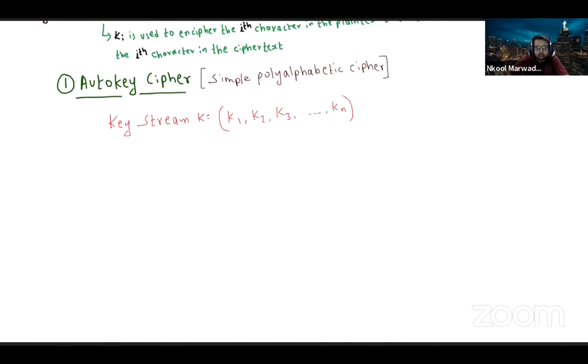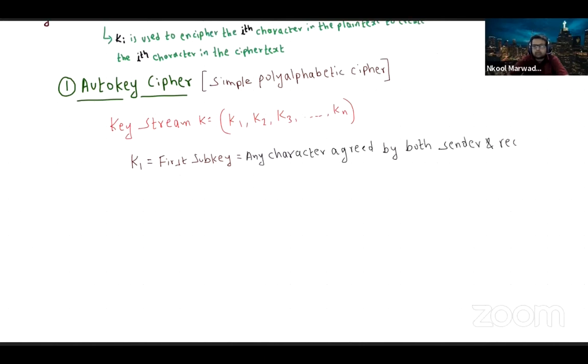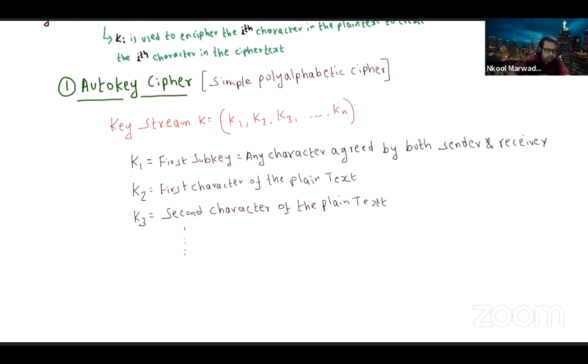Let us see. Now, here K1 is the first subkey. It can be any character agreed by sender and receiver. And the subsequent subkeys: K2 will be the first plain character, the first character in the plain text. K3 is the second character of the plain text, and so on. One example we will discuss, and you will get very good clarity, very easy. Let us look at one example to get an idea.